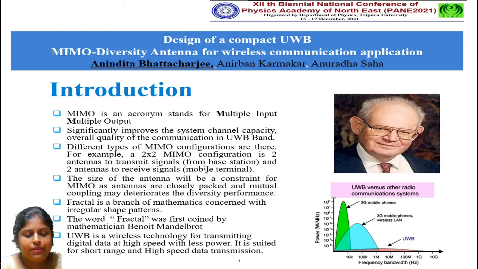Now the UWB. UWB means ultra wideband. In the year 2002, the FCC assigned an unlicensed band from 3.1 to 10 GHz as the UWB band. This UWB band requires less power compared with 2G and 3G mobile phones. And this is a wireless technology. It's used for transmitting digital data at very high speeds with less power, and it is very suitable for different short range high speed data transmission.